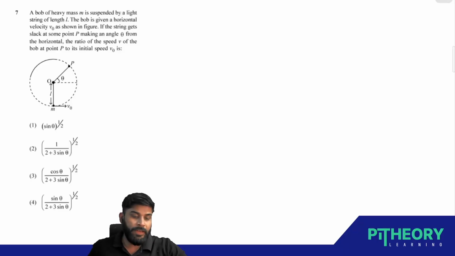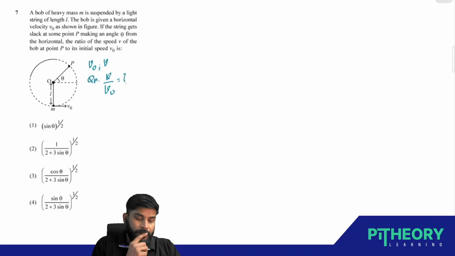We have a bob of heavy mass m that is suspended by a light string of length L. The bob is given a horizontal velocity v naught as shown in the figure at the bottommost position. If the string goes slack at some point P making an angle theta from the horizontal, the ratio of speed v of the bob at the point P to its initial speed v naught is what the question asks. At the bottommost point, it has a velocity v naught. At point P, it has velocity v. The question is to find this ratio, v by v naught, correct?